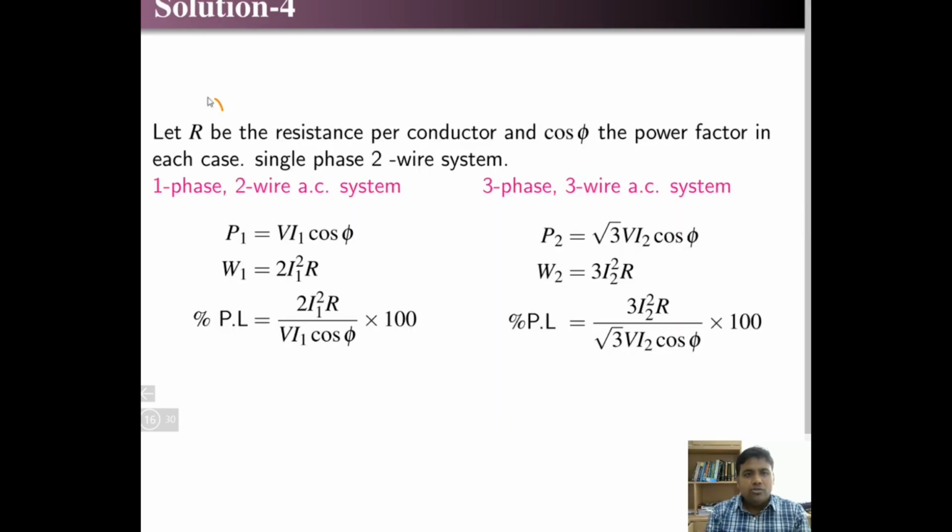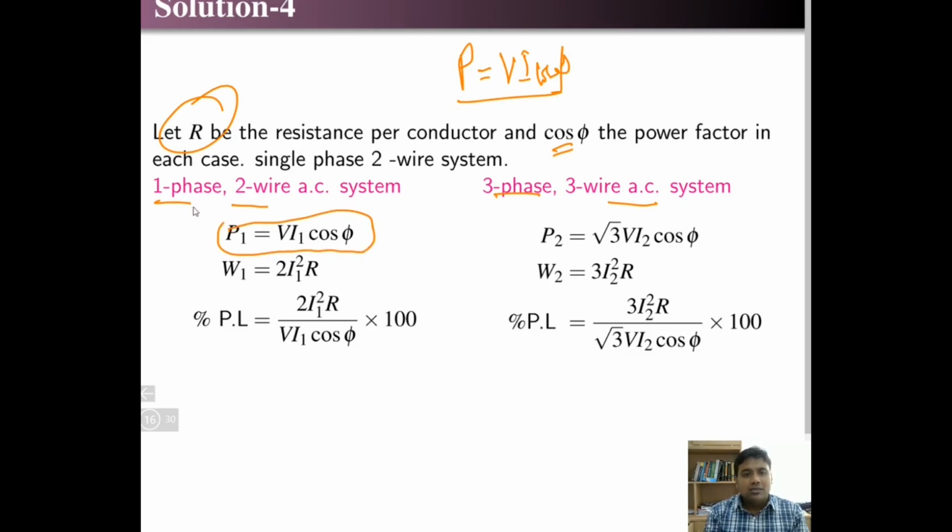So again we can assume R to be the resistance per conductor per phase, and the power factor in both the conditions is to be kept the same. So just compare the single phase 2-wire AC system with the 3-phase 3-wire AC system. We know that in an AC system the formula is voltage, current and cos phi. So here you can use voltage, current and cos phi for the single phase system, but for the 3-phase you have to use root 3 times, because it is a line quantity.